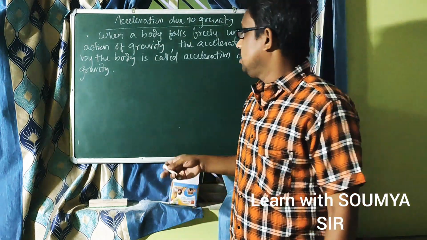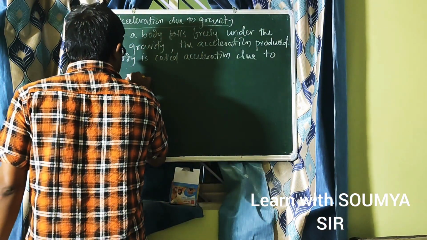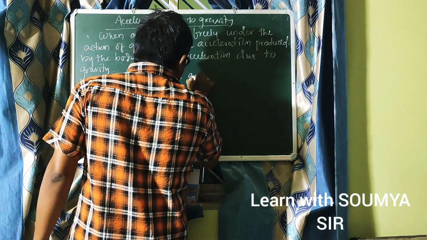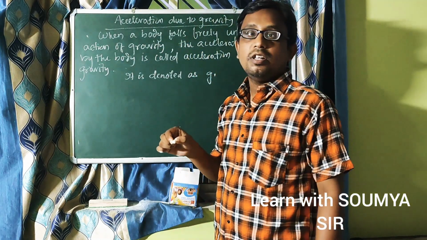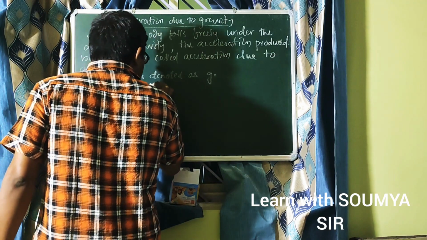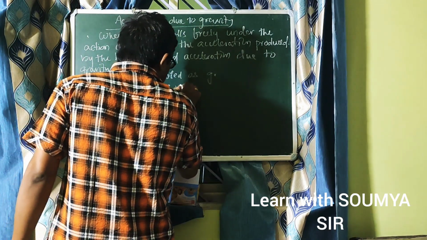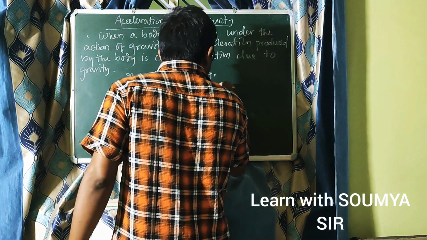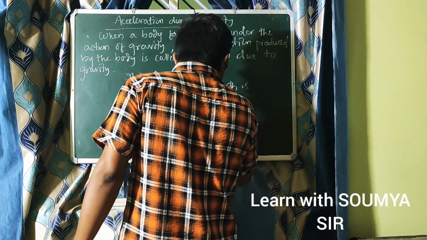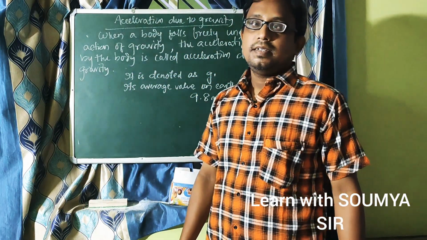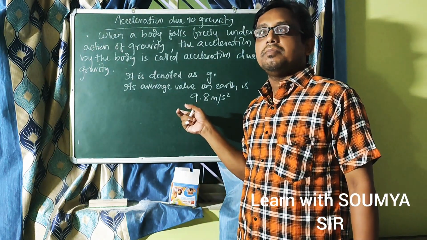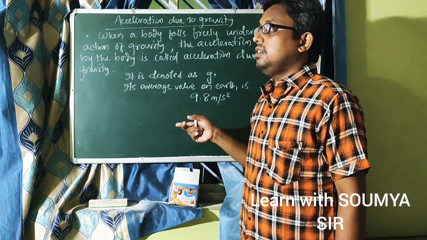and it is denoted as g, small g, and its average value on earth is 9.8 meter per second square. 9.8 meter per second square, the average value of the acceleration due to gravity on the surface of earth.